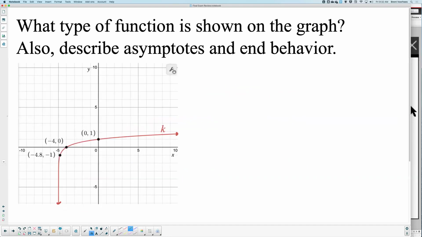Okay, tell me about function k here. Does it have an asymptote? Yes, it does have an asymptote. Which direction, vertical or horizontal, is this asymptote? We have a vertical asymptote. So if it's a vertical asymptote, what type of function must this be? This is a log. Logs have vertical asymptotes.